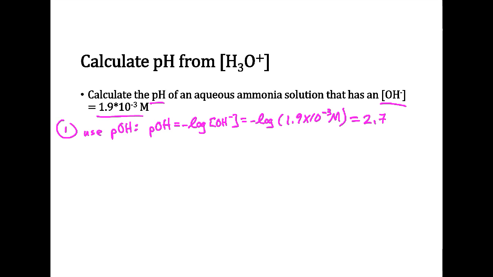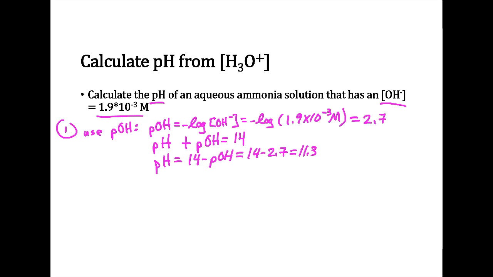Well, we also know that pH plus pOH is equal to 14. So that means that pH is going to be equal to 14 minus pOH. So substituting in, we have 14 minus 2.7, which equals a pH of 11.3. So our pH is greater than 7, so this solution is basic, which you would guess based off of the hydroxide ion concentration. So you could use pOH and then convert it to pH.